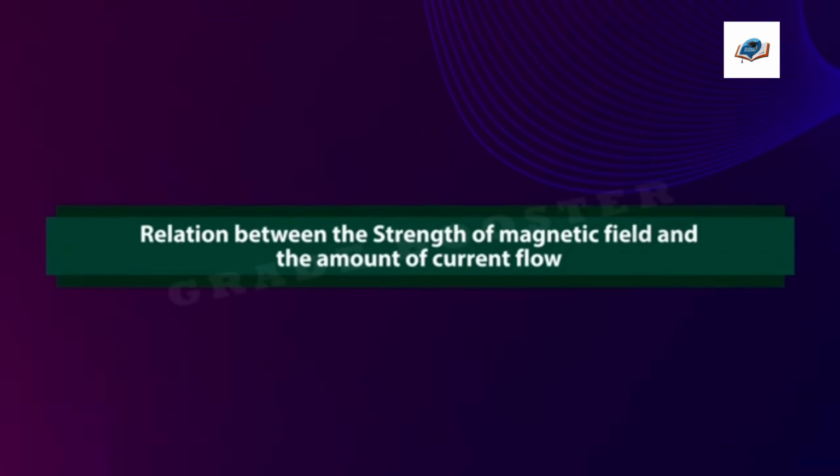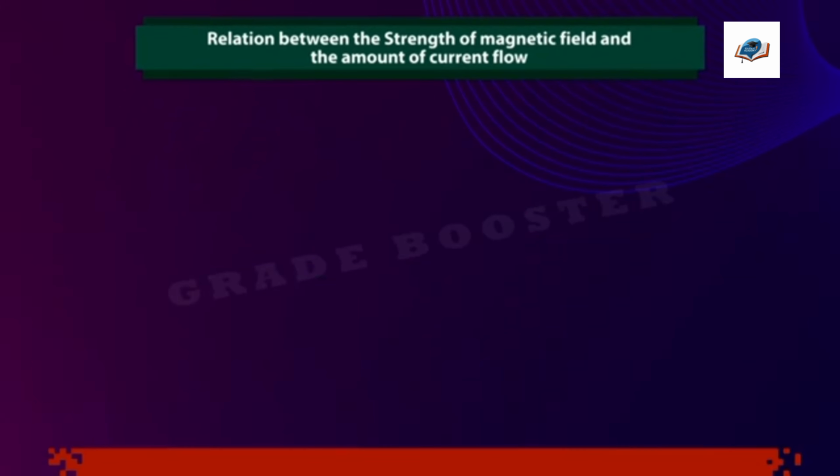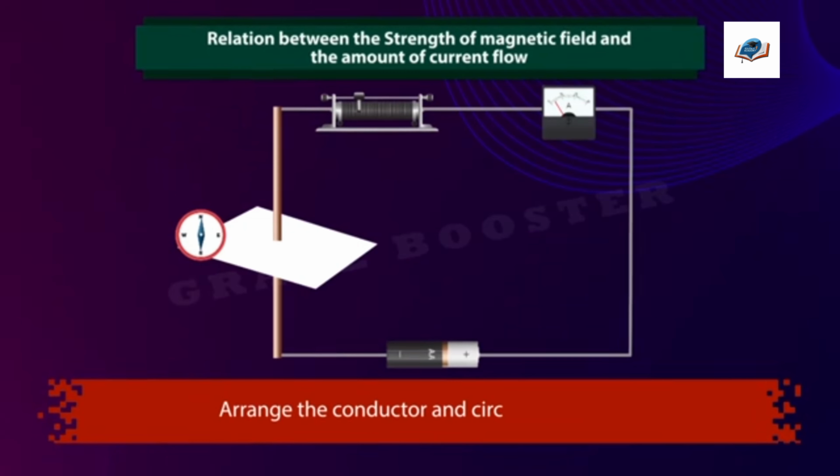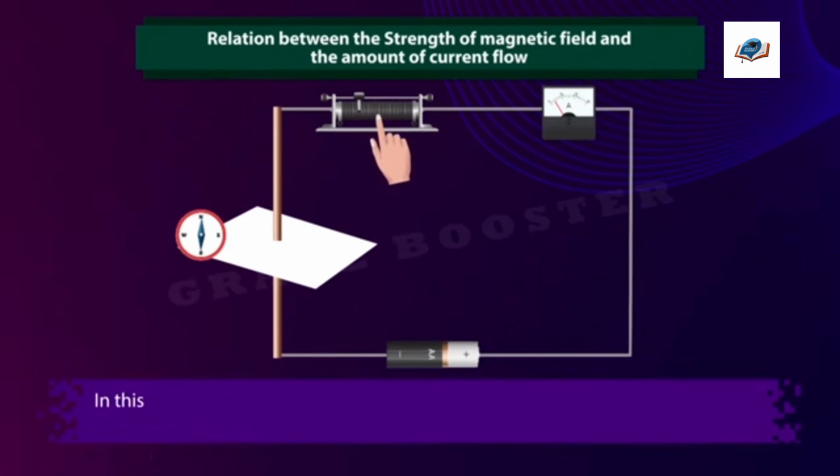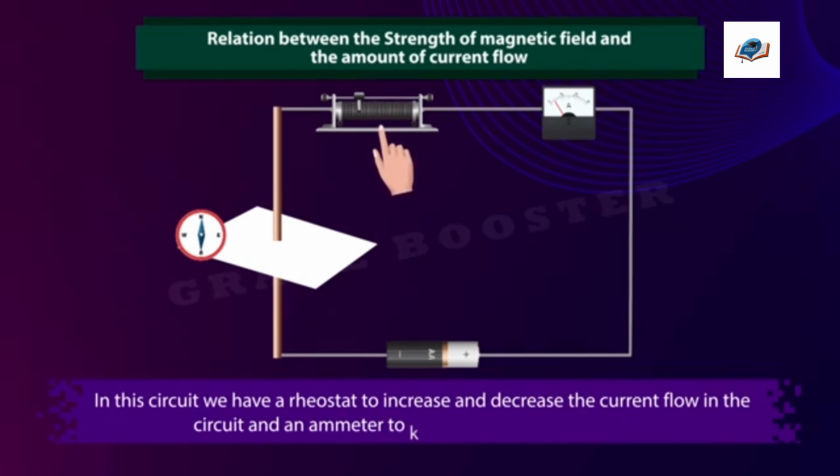Now let us see the relation between the strength of magnetic field and the amount of current flow. Arrange the conductor and circuit as shown. In this circuit, we have a rheostat to increase and decrease the current flow in the circuit and an ammeter to know the value of the current.